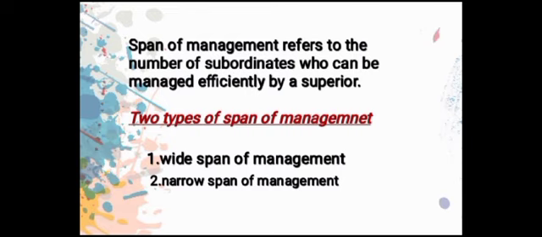Span of management is also called the span of control, span of supervision, span of authority, or span of responsibility. Span of management refers to the number of subordinates who can be managed efficiently by a superior. This is called the span of management. It means the number of subordinates that a manager can effectively manage and supervise.